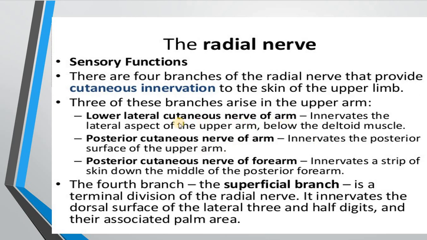This is the lateral surface. This is the posterior surface of the upper arm, and just below the deltoid muscle is the lateral cutaneous nerve. The posterior cutaneous nerve of the forearm innervates the strip of skin between the middle and the posterior forearm. The 4th branch, the superficial branch, is the terminal division of the radial nerve. It innervates the dorsal surface of the lateral 3.5 digits and their associated palmar area.